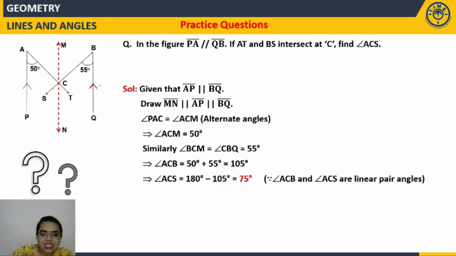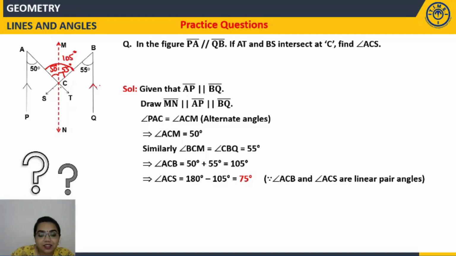Because of that, AC and BS become transversals. So you will be able to find any angles around that with the help of the concepts we have already learned. So what did we do here? Angle PAC is equal to angle ACM. Here this angle will be 50 degrees, because they are alternate interior angles. Angle QBC will be equal to the angle BCM, because again they are alternate interior angles. The sum of these two angles gives us 105 degrees.